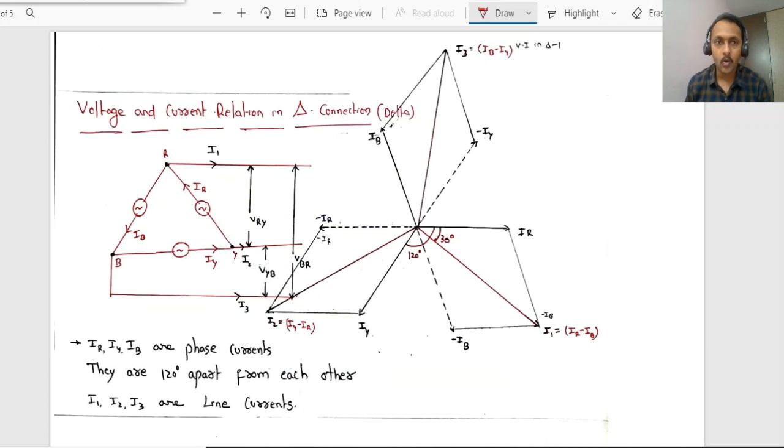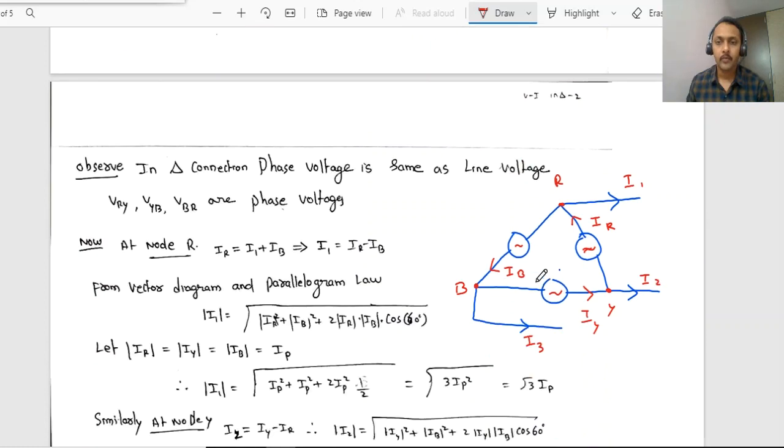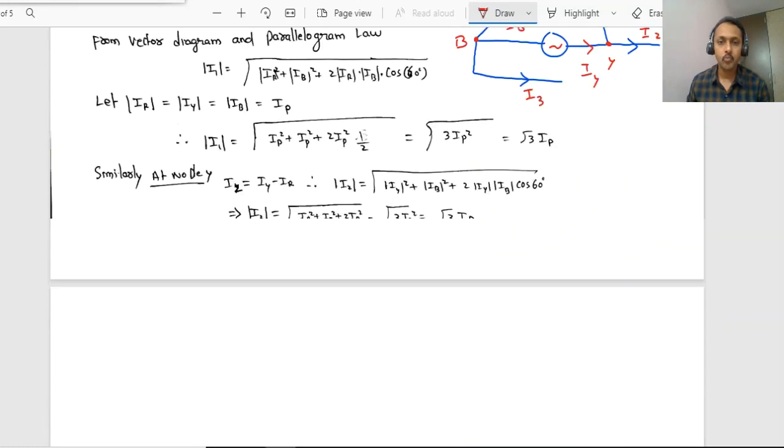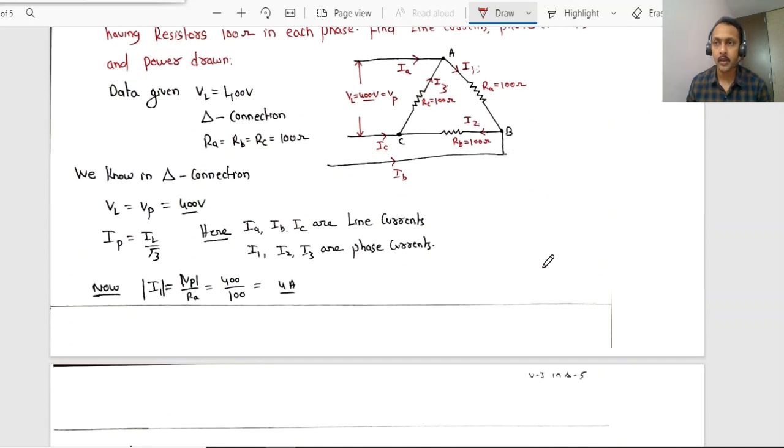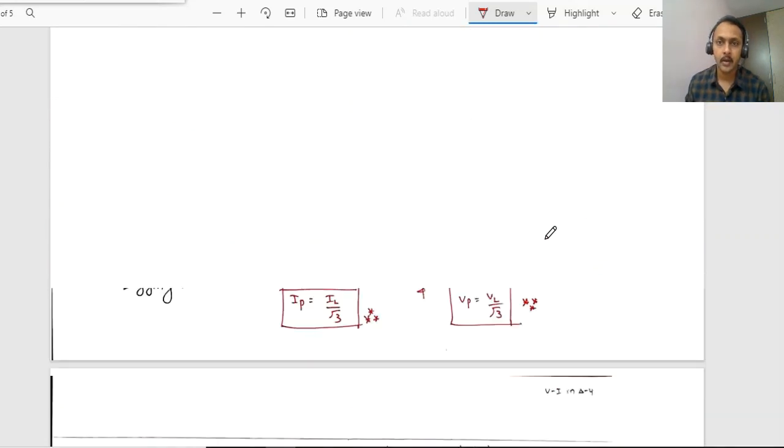In this video, we are going to discuss the voltage and current relation in delta connection, and also we will see its phasor diagram, and also we will do one example on this relation between the voltage and current in a delta connection.